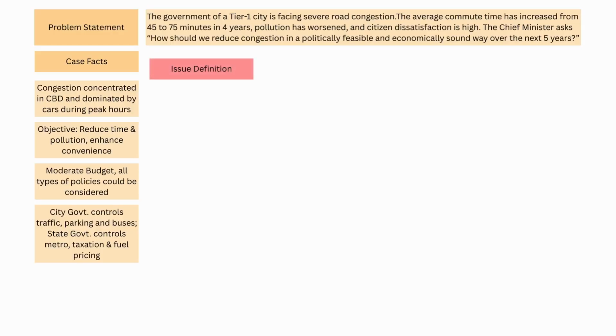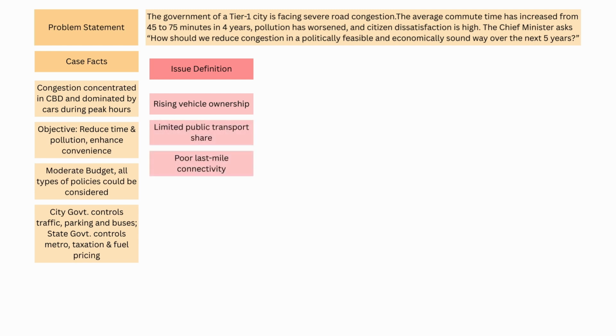Let's apply the impact framework here. We'll start with the issue definition. When we observe the city closely, four things stand out. One, vehicle ownership is rising rapidly. Public transport has a very low share of daily travel. Last mile connectivity is poor, so even people who want to use buses or metro find it inconvenient. And lastly, there is no price signal for using roads. They're essentially free. This tells us something important. Congestion is not just an infrastructural problem, it's structural, behavioral, and institutional. That's why simply building more roads doesn't fix it.